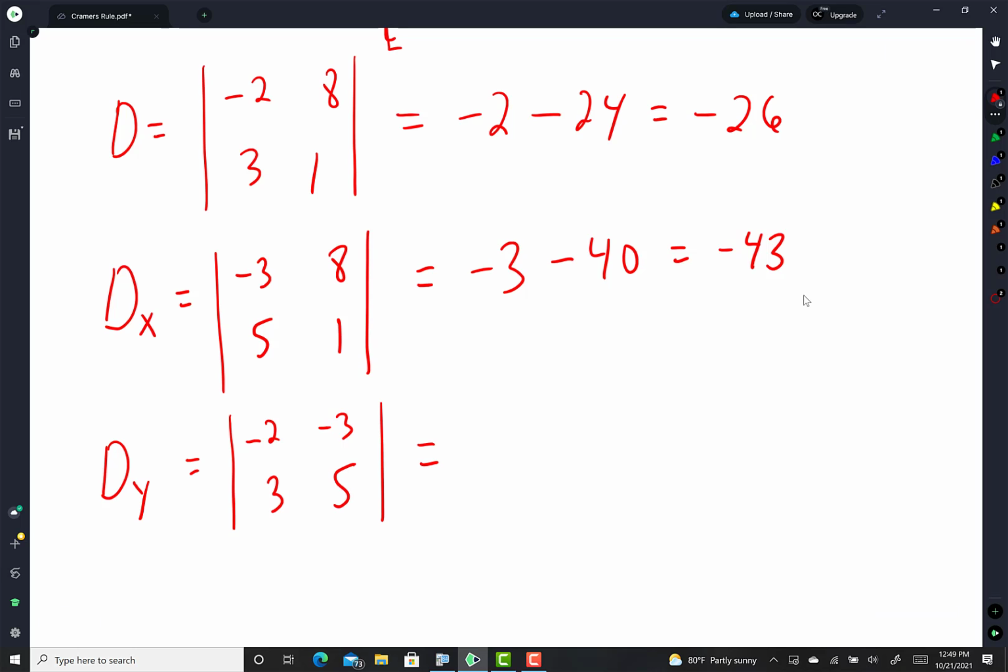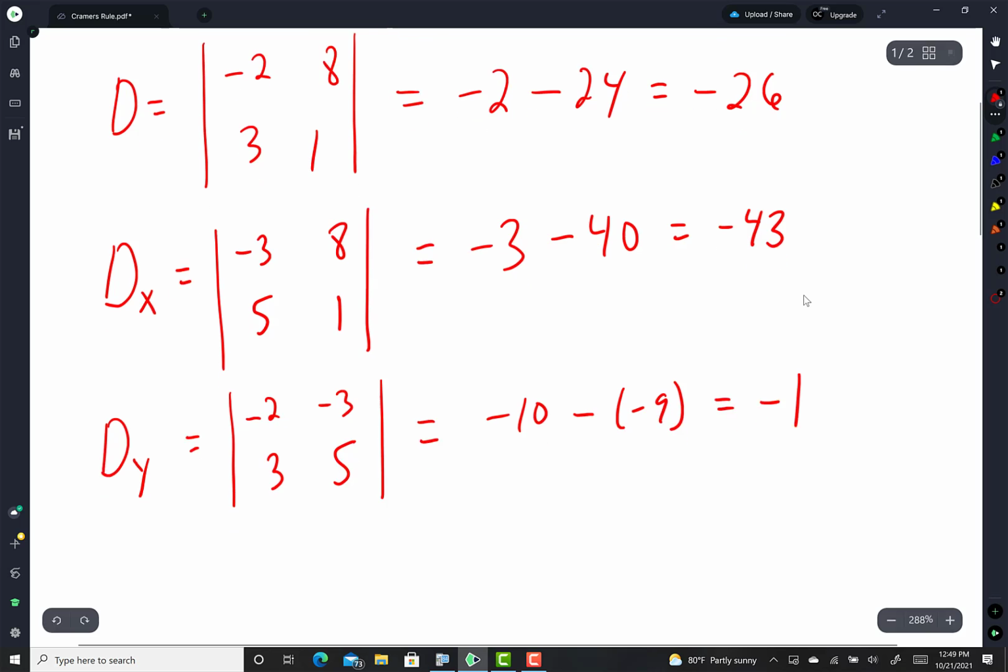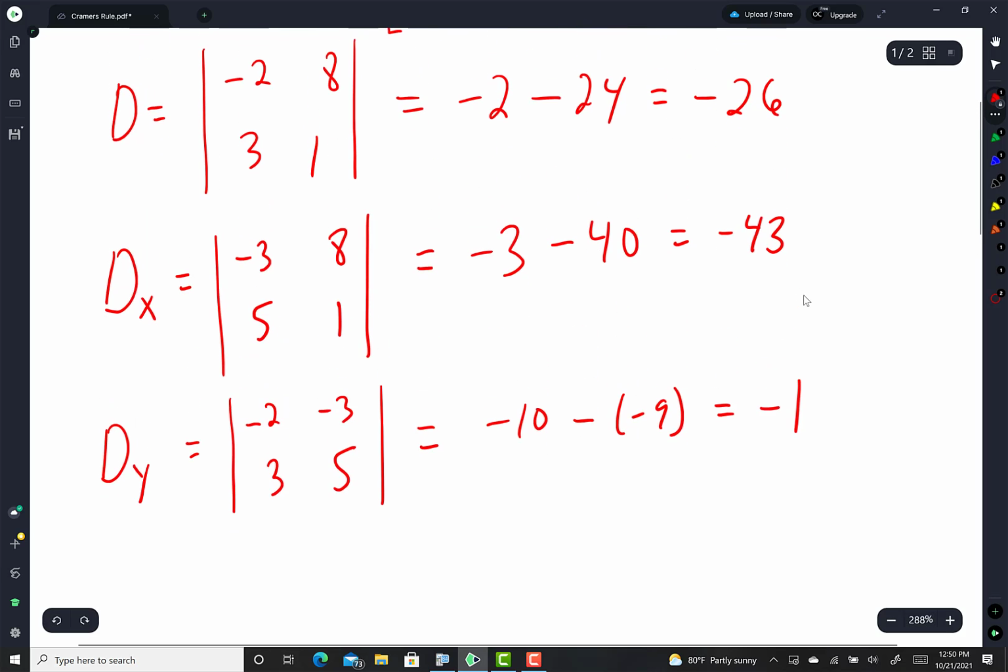And then I'm just going to go -10 minus a -9. So that's going to turn into a positive, so it's going to be -1. I think I did everything correct. Are we okay so far? All right, so here is the big important part. Why did you do all that? Determinant, determinant X, determinant Y.